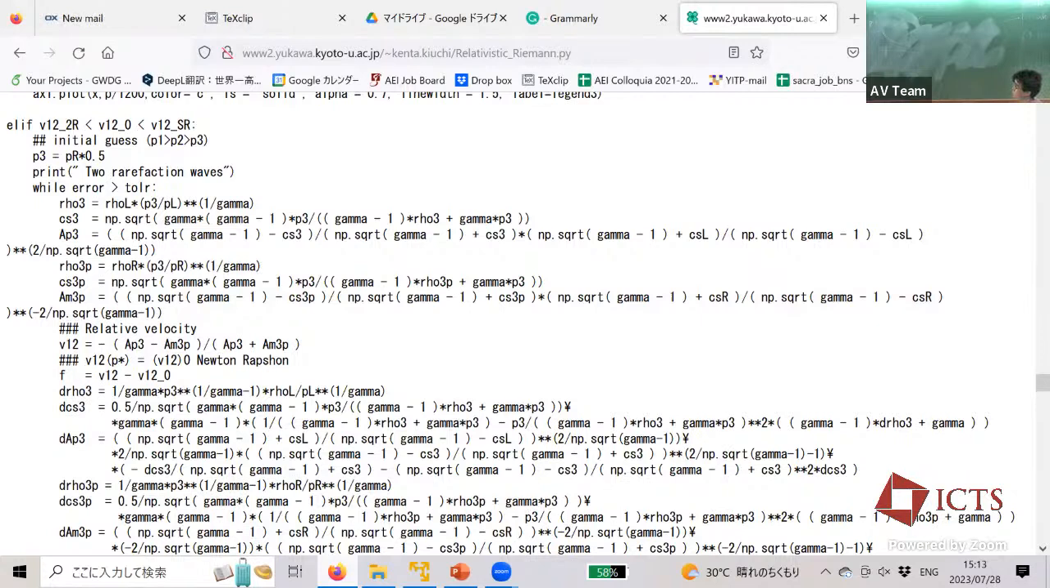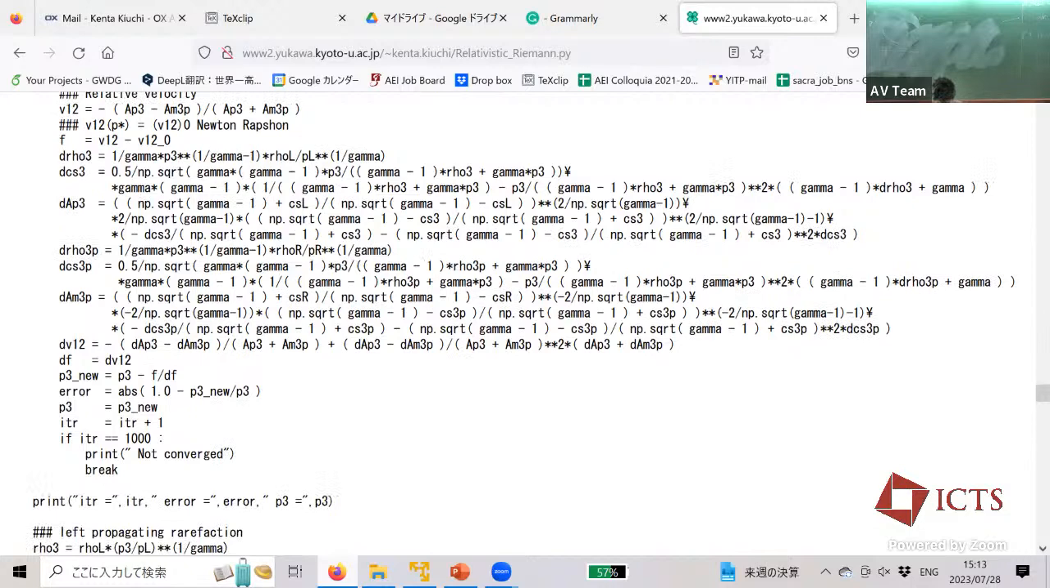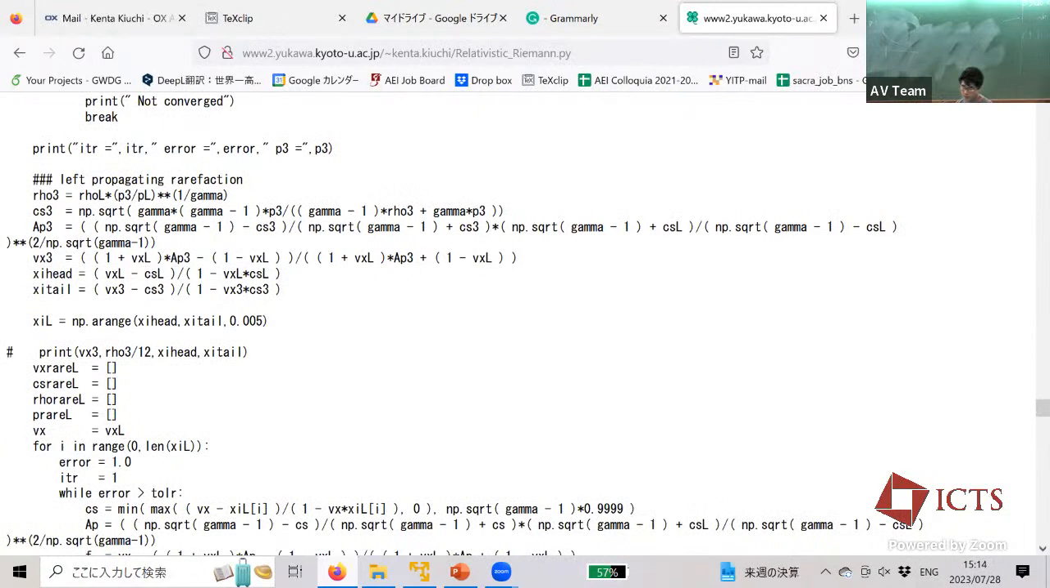Also in the 3 prime state, you can get the A3 prime state. Then you can get the relative velocity V1 minus V2, and you solve these equations by the Newton-Raphson method, with a bit lengthy calculation for the derivative, right? Then you get the convergent result in terms of P3. Then the internal structure of the left propagating wave is exactly the same as in the previous case. This is a left propagating rarefaction wave.